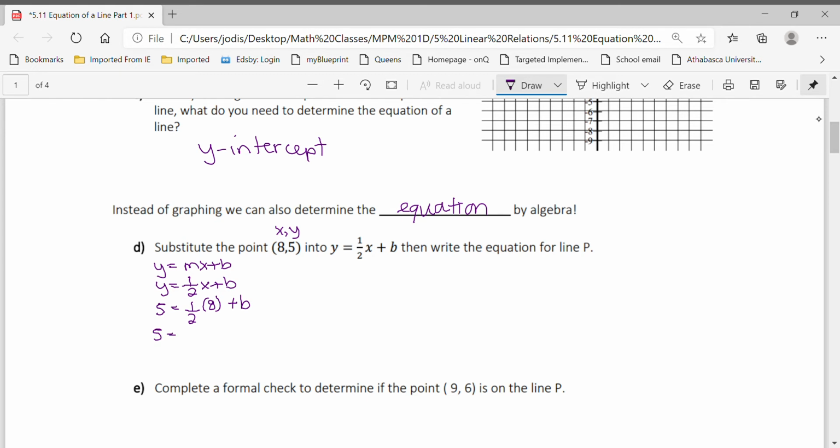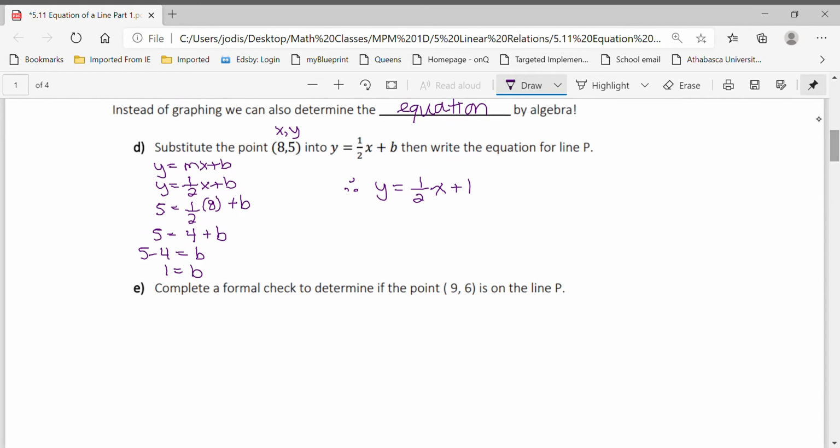So right here, we can simplify. This is 8 over 2, which is the same thing as 4. We can move that 4 over and we get 5 minus 4 equals b, so b equals 1. So therefore, y equals 1/2 x plus 1 is our equation.